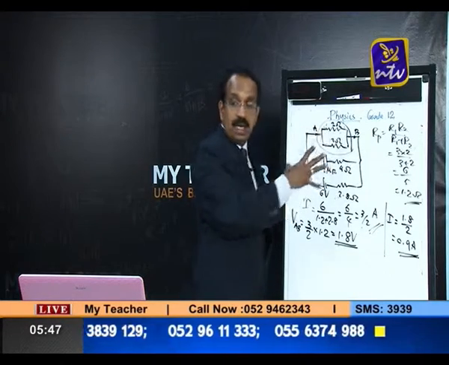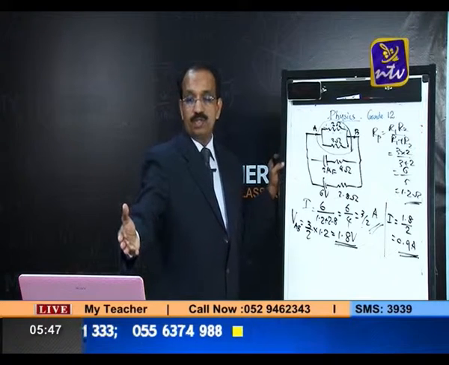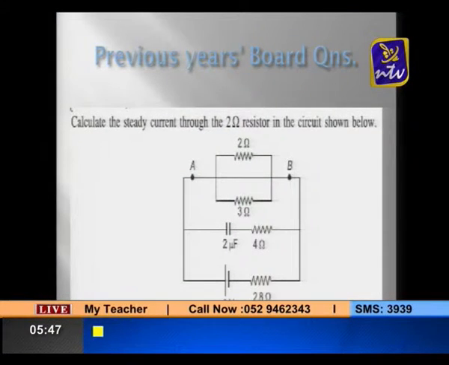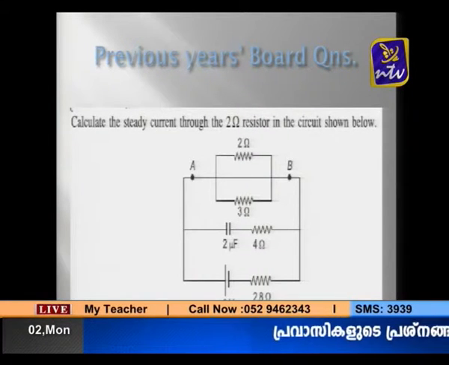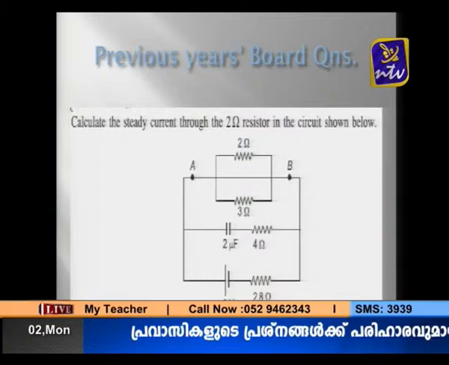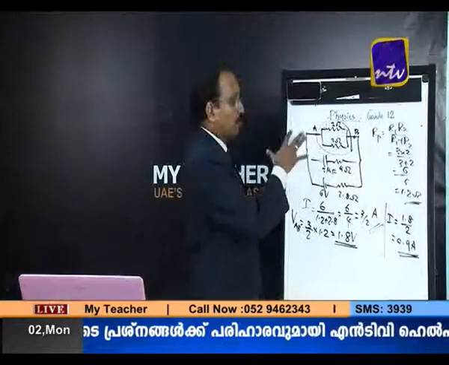The question was, again, have a look at the question you see on the screen. You are given the diagram and you have to calculate the current just through the 2 ohm resistor. Okay, so the question is now on the board. This is how you solve it.